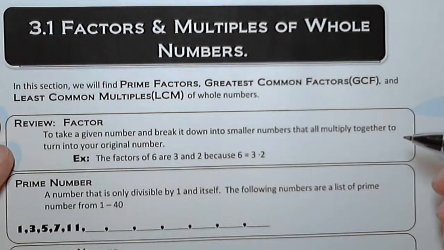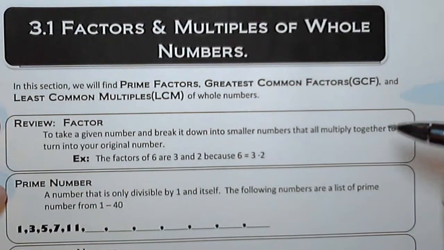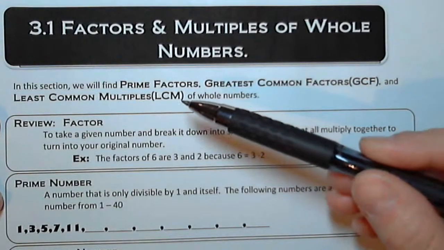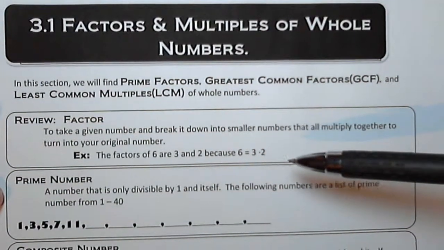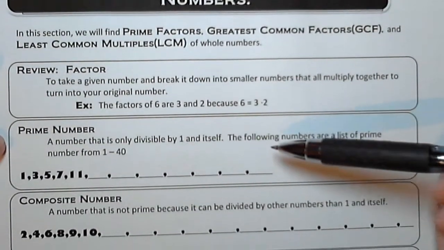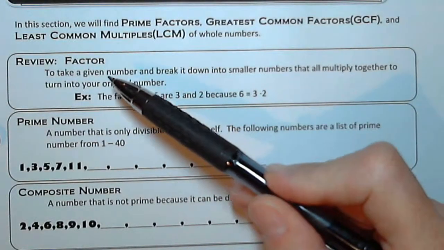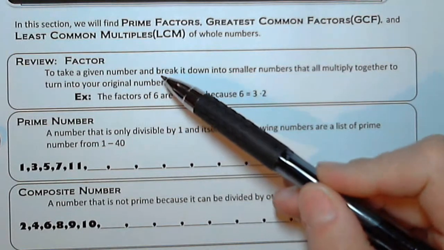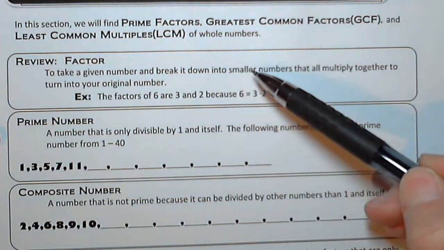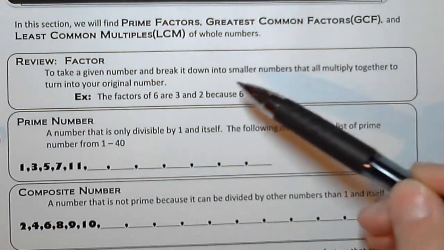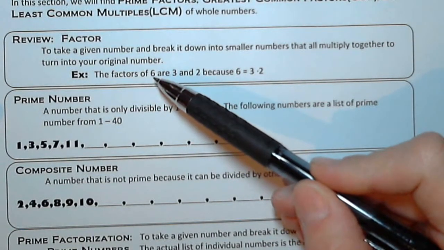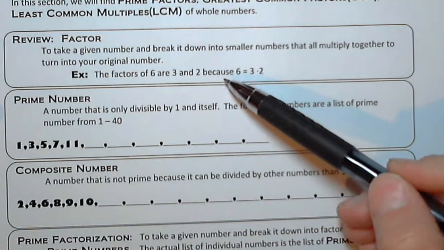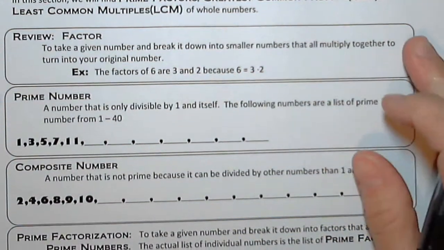This is the first section of Chapter 3, Section 3.1, and in this section we're going to find prime numbers, greatest common factors, least common multiples of whole numbers. So the first thing I want to review with you is what factor means. Factor means to take a given number and break it down into smaller numbers that all multiply together to turn into your original number. So for example, the factors of 6 are 3 and 2 because 6 equals 3 times 2.